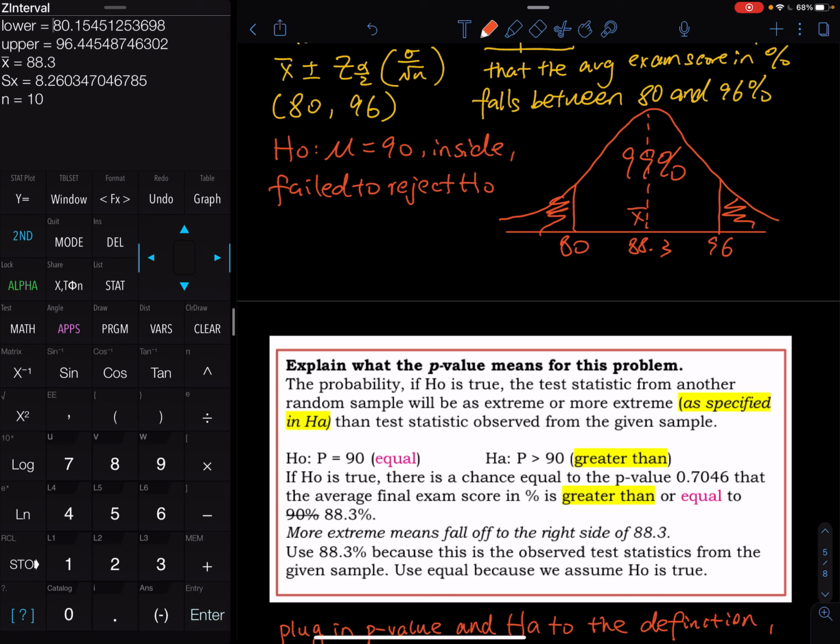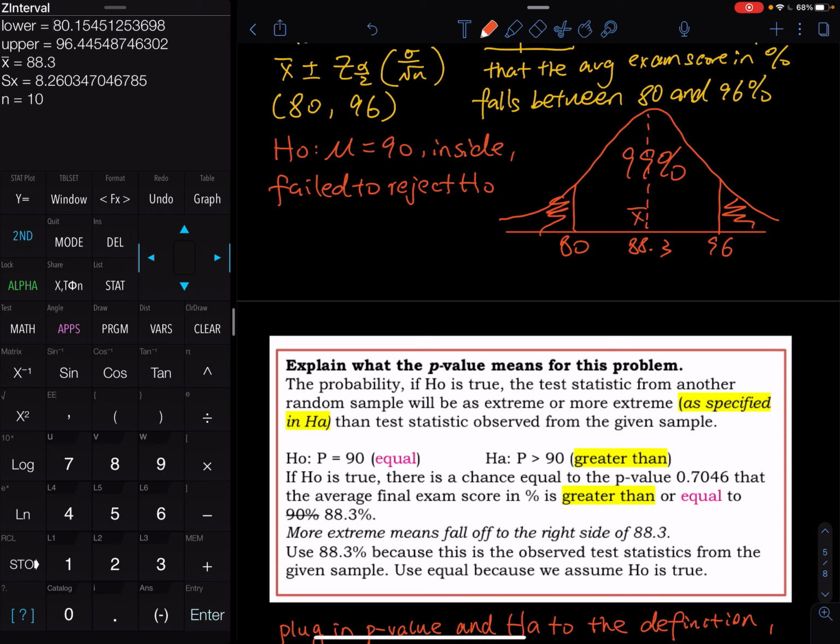Again, I can reach into the population, grab another 10 students. The results of those 10 in the second random sample will be as extreme or more extreme than the one provided in this problem. So that's what the p-value means.